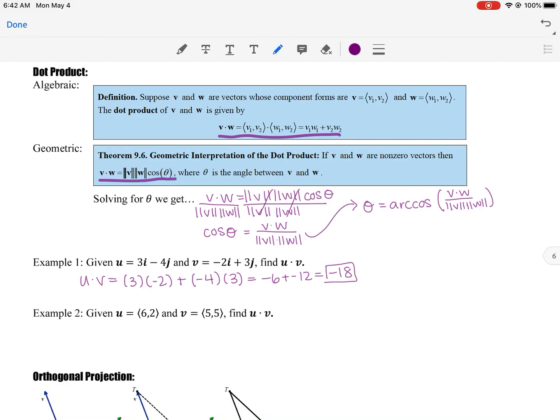Okay, on this next one, it gives the vectors in component form. If we're looking for the dot product, same idea. We take the two x components, 6 times 5, plus the two y components, 2 times 5. So we get 30 plus 10, and that quantity is 40.